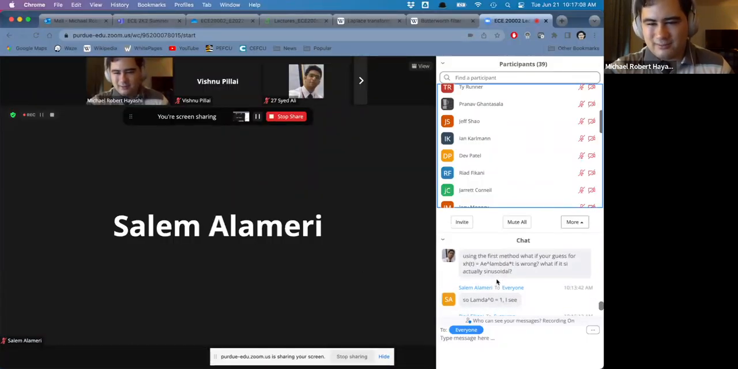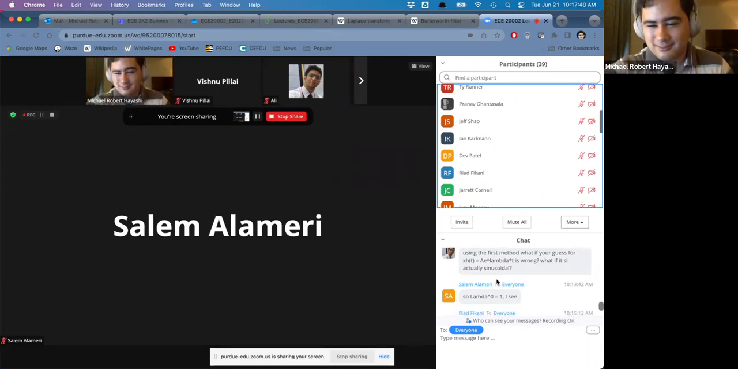Said first, what if your guess for each of the lambda t is wrong? What if it is actually sinusoidal? We'll get to that later on. But remember, e to a complex value, call it j theta, is equal to cosine of theta plus j times sine theta by Euler's identity. So you can get sinusoids by saying it's still exponential, just with imaginary values.